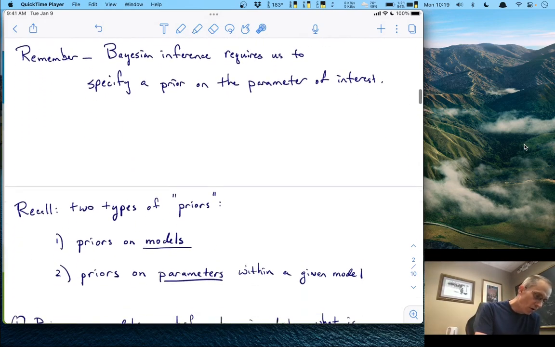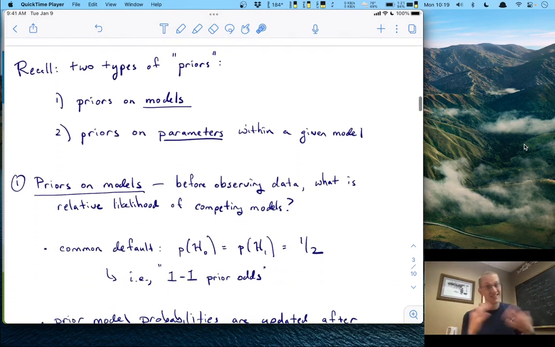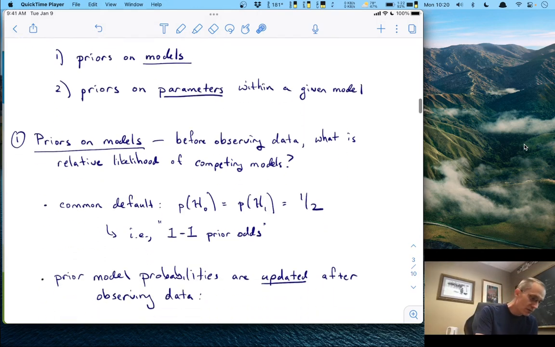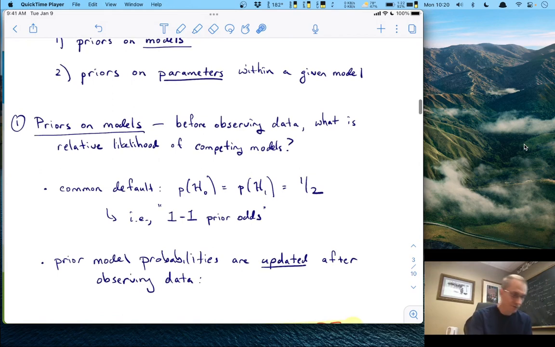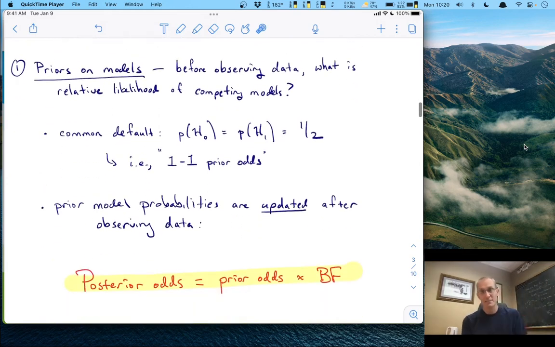Okay. Well, recall that there are two types of priors that we consider in the context of Bayesian inference. Now, we covered this in lecture 4, but let's quickly go back over it. There's priors on the models, and then there's priors on the parameters within the given model. Now, when we talk about priors on models, remember we're asking, before observing data, what's the relative likelihood of the two competing models, H0 and H1? As always, our common default is that we set them equal to each other. That is, we give them 1-to-1 prior odds. And then those prior model probabilities are updated after observing data via the following very nice Bayesian relationship.